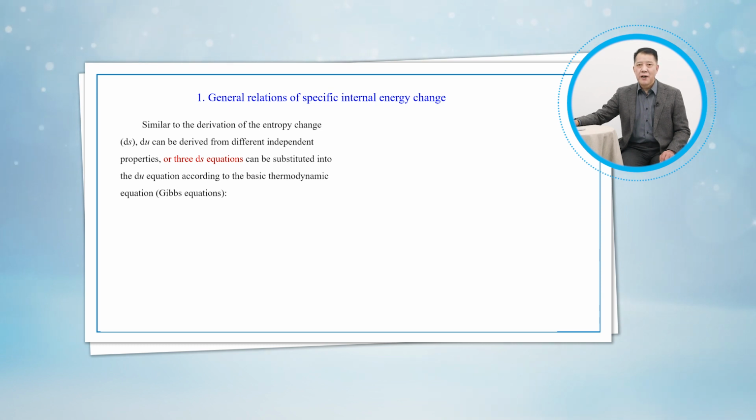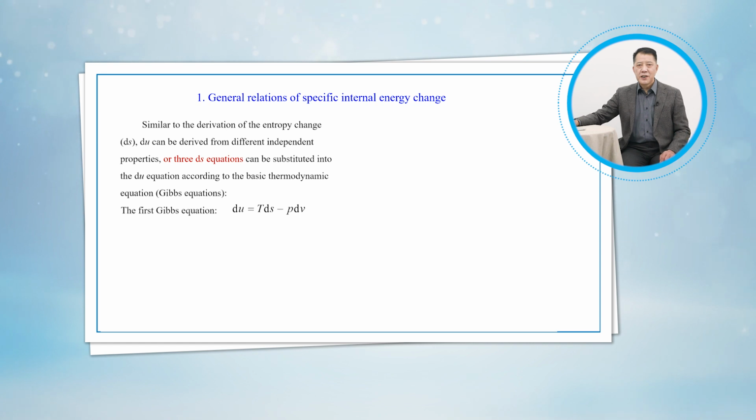Similar to the derivation of entropy change, du can be derived from different independent properties, or three ds equations can be substituted respectively into the du equation according to the basic thermodynamic equation. Obviously, the second way is much easier as shown below.